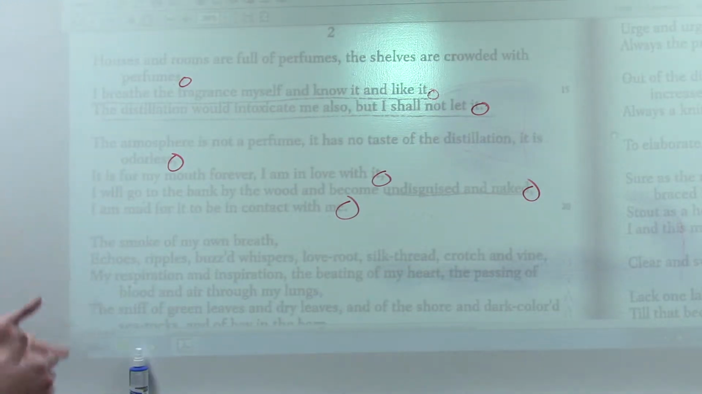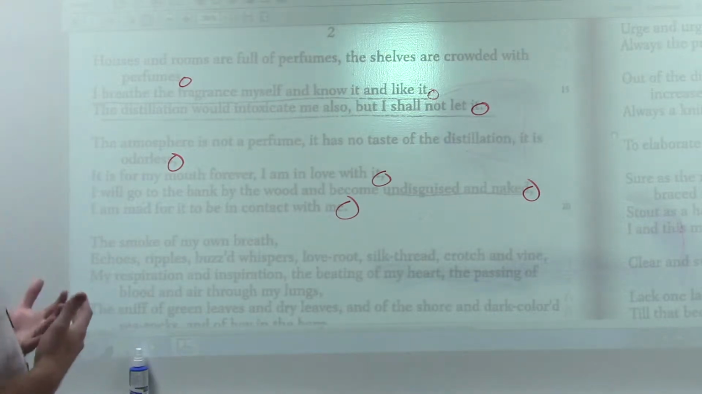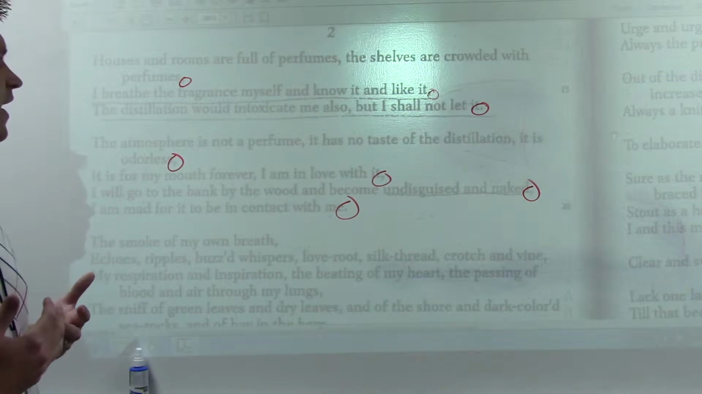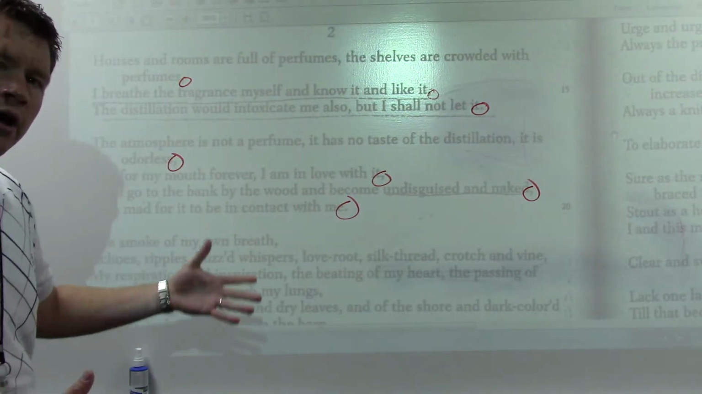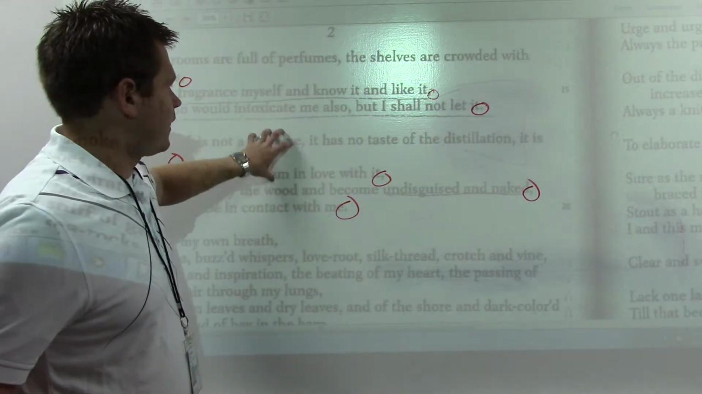The atmosphere is not a perfume. It has no taste of the distillation. It is odorless. Breath. It is for my mouth forever. I am in love with it. Breath. I will go to the bank by the wood and become undisguised and naked. Breath. I am mad for it to be in contact with me. Long breath as we get to the end of the stanza. So these are end-stop lines with Whitman.